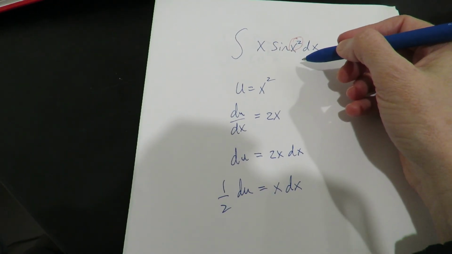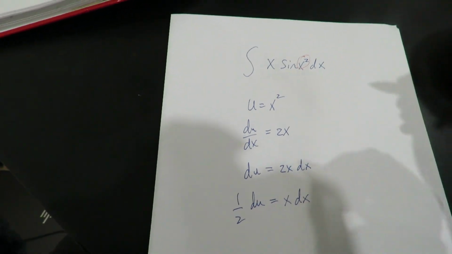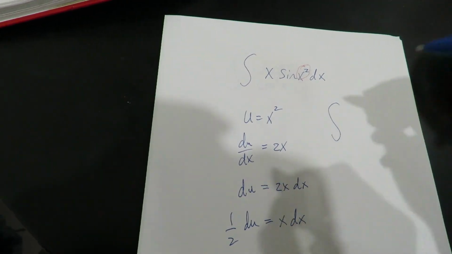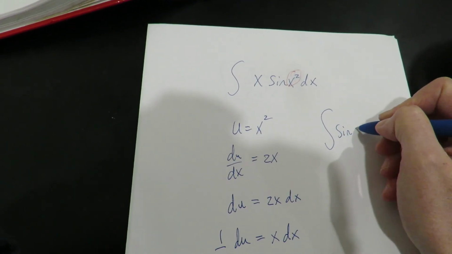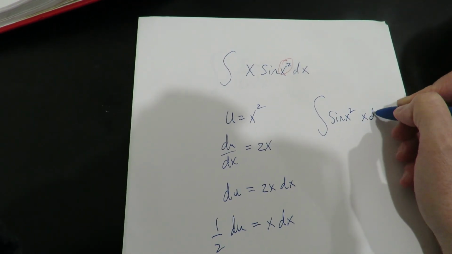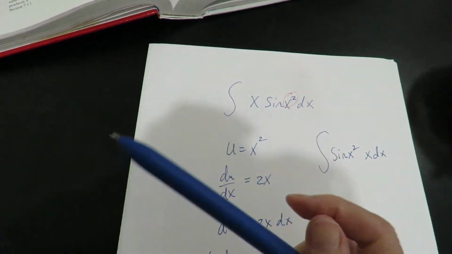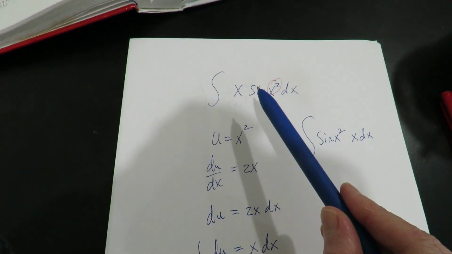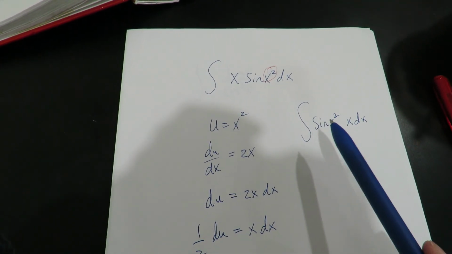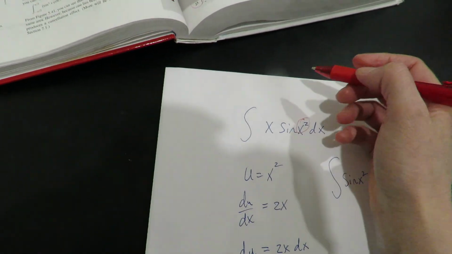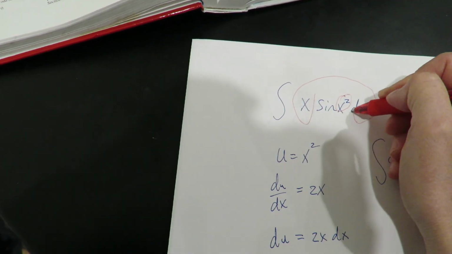I'm going to just rewrite this. I don't want to lose anybody when I do this. This is just multiplication, so things can move around, right? Multiplication is commutative. So if I wanted to reorder this, like swap the seats of these guys, I could do that. That's allowed.